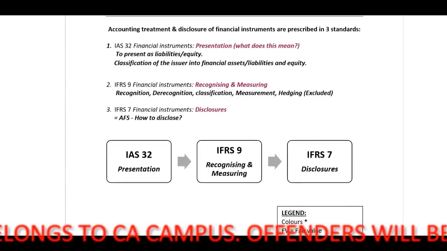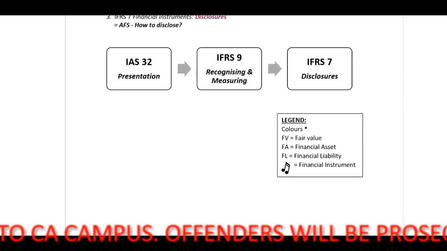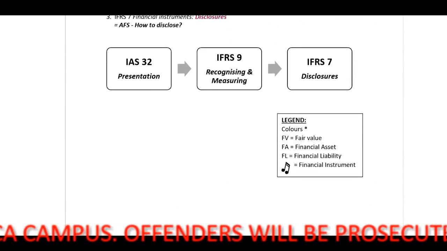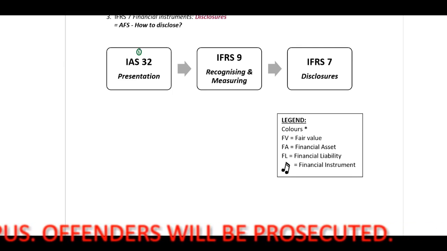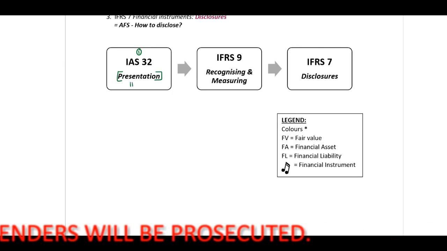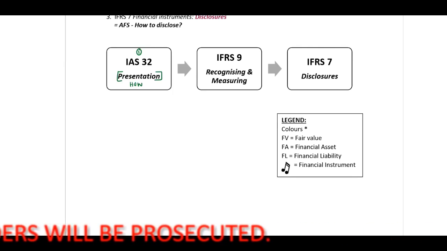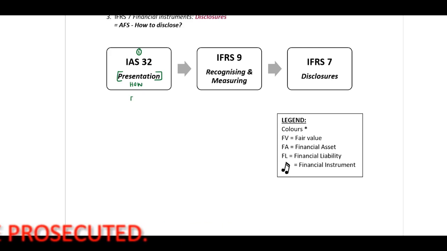The accounting treatment and disclosure of financial instruments are prescribed in 3 different standards. The first standard will be our IAS 32. IAS 32 provides us with information or principles on how to present our financial instruments. Therefore, IAS 32 will provide us with our definitions of a financial asset, financial liability, equity, and so forth.